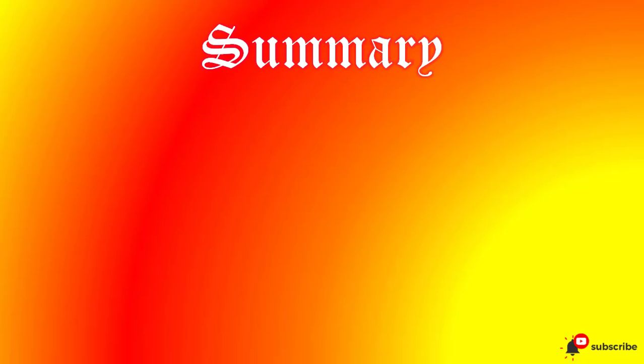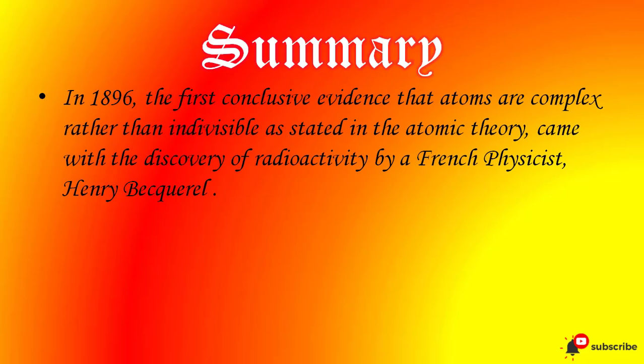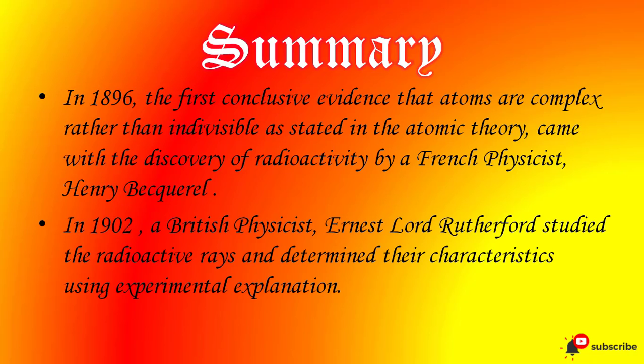To summarize, in 1896 AD, the first conclusive evidence that atoms are complex rather than indivisible, as stated in the atomic theory, came with the discovery of radioactivity by a French physicist, Henri Becquerel. And in 1902 AD, a British physicist, Ernest Lord Rutherford, studied the radioactive rays and determined their characteristics using experimental explanation.